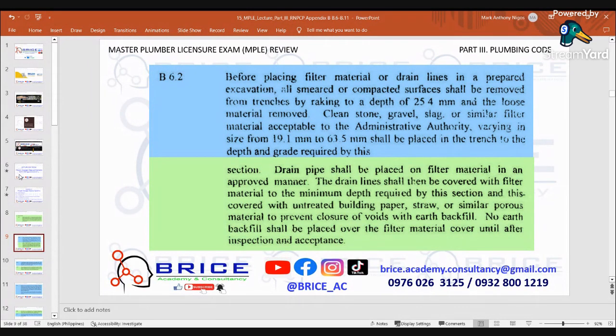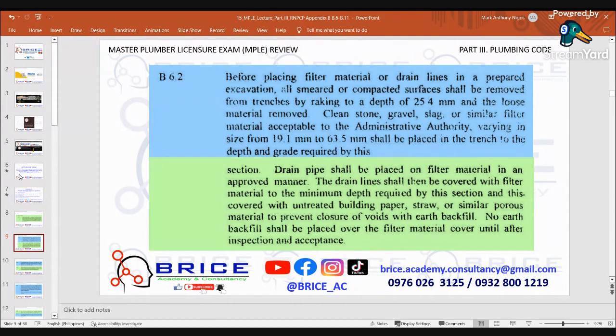Before placing filter or drain lines in a prepared excavation, all smeared or compacted surfaces shall be removed from the trenches by raking to a depth of 25.4 mm and the loose material removed. Clean stone, gravel, slag, or similar filter material acceptable to the administrative authority, varying in size from 19.1 mm to 63.5 mm, shall be placed in the trench to the depth and grade required by this section. Drain pipe shall be placed on filter materials in an approved manner.